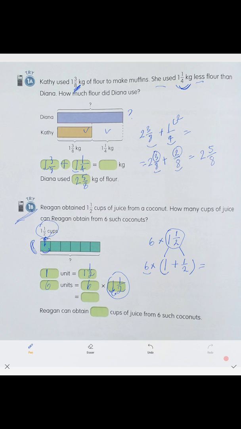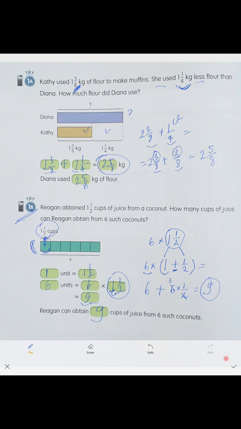6 times 1 is 6 plus 6 times 1 over 2, right? That's going to be 3. 6 plus 3, 9. That's your answer. 9 cups of juice from 6 such coconuts. Now, as you can see again in every problem, after they have the actual answer, right? After they have, sorry, this should be 2 and 5 over 8. After they have an actual answer everywhere, 9, right?